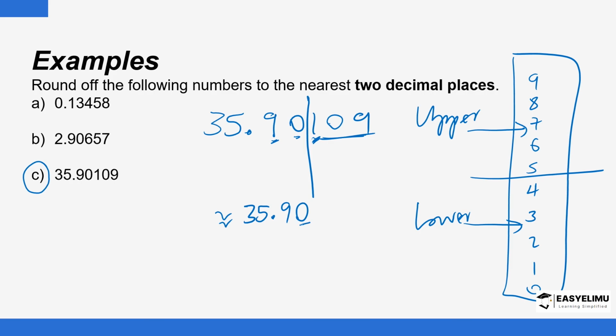Now, this one here, we cannot remove it because it is holding position for the second decimal place. Remember, we're supposed to round off to the nearest 2 decimal places. So the last 0 here is holding position for the second decimal place. So this one we cannot remove. The other ones we can remove, but this one here, it's not possible for us to remove it.